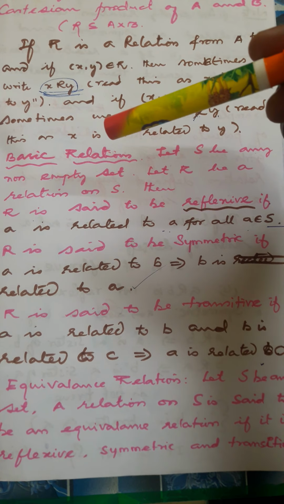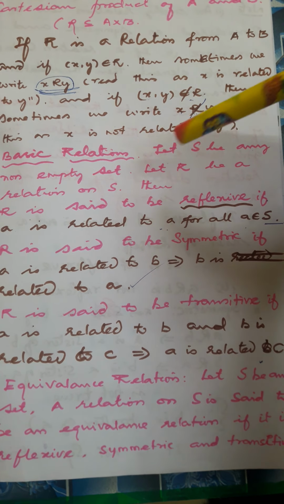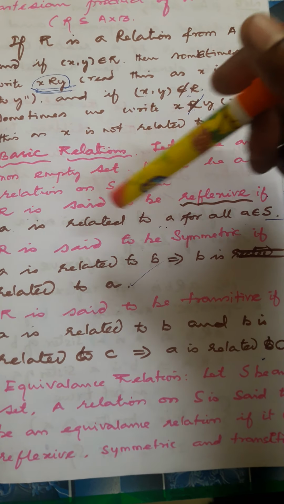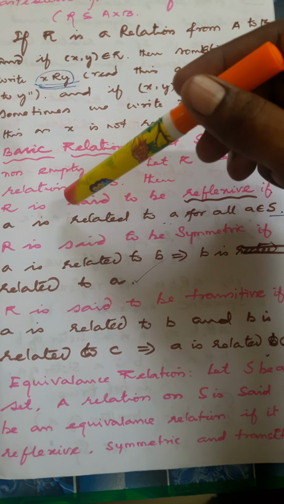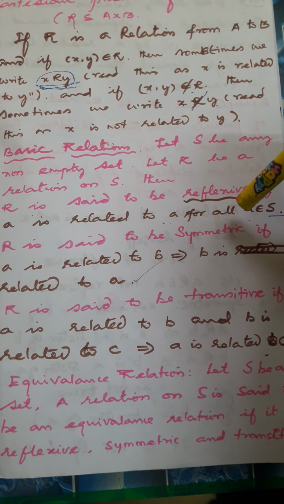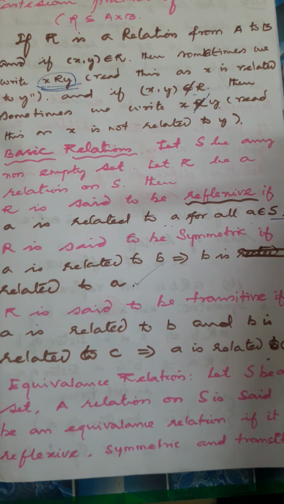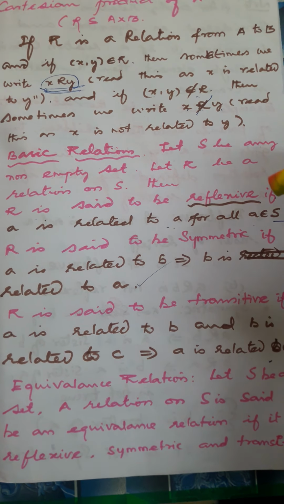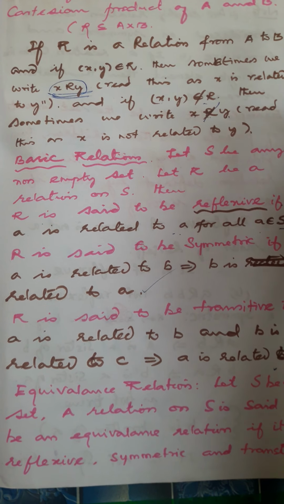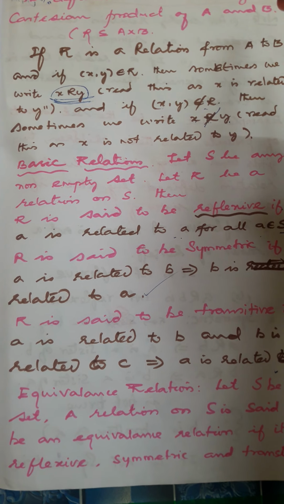The next one will be some definitions of basic relations. Let S be any non-empty set and R be a relation on S. Then we have three definitions. The first one will be reflexive. R is said to be reflexive if a is related to a for all a belongs to S. The particular statement is true for one particular element, so that is called reflexive. Reflexive example, we can say (1, 1), (2, 2), (3, 3). The same number should appear in the second place also. That is reflexive. It is clear.